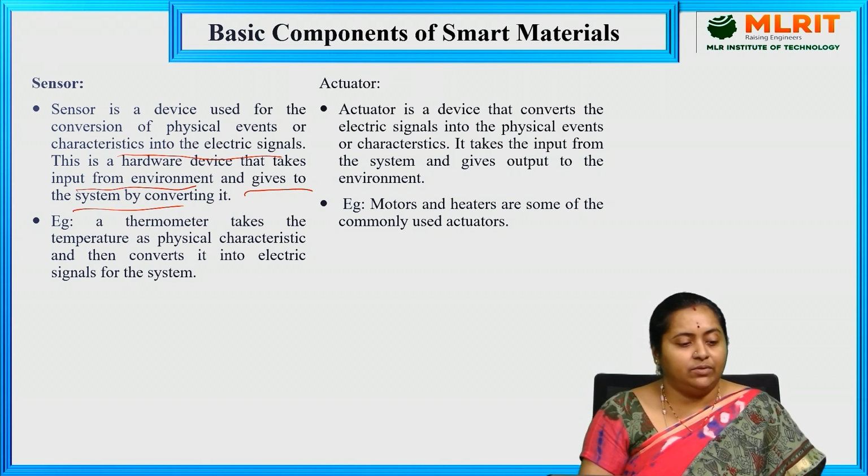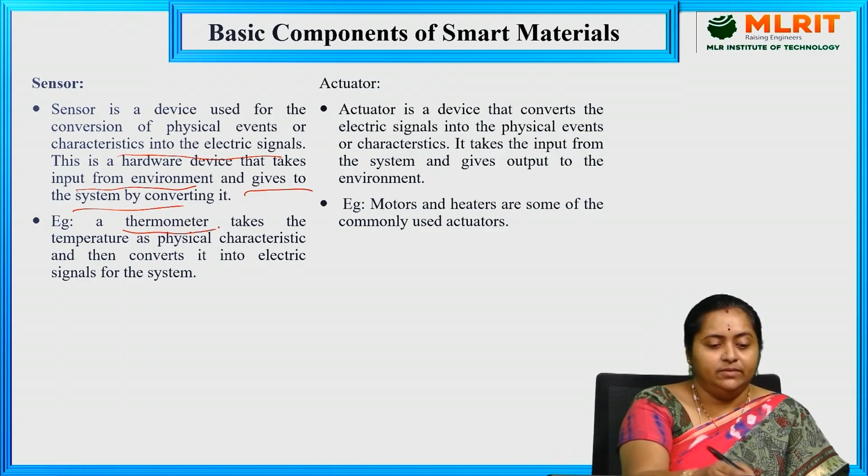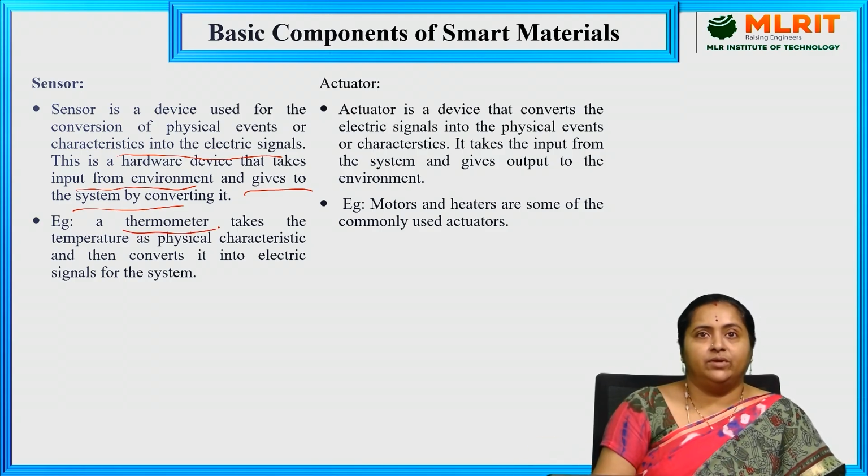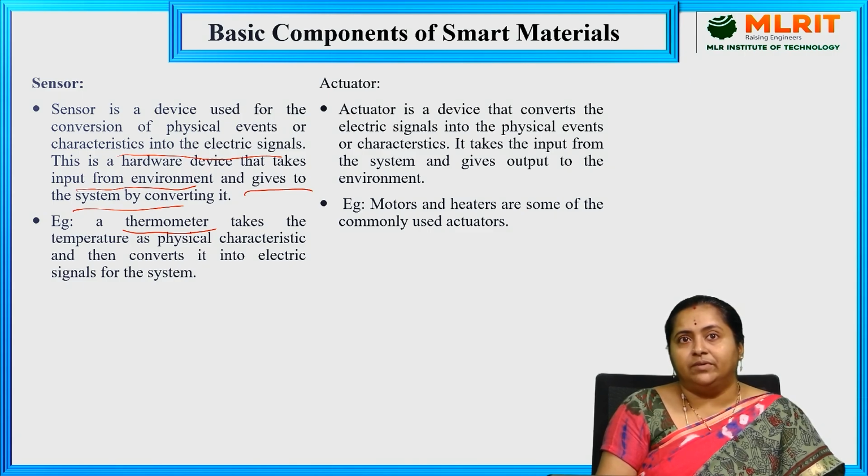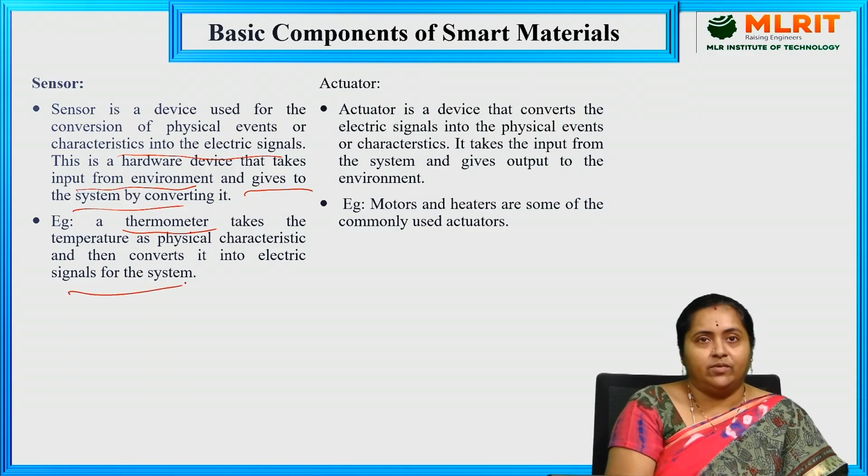And coming to another example, a thermometer. A thermometer is meant for noting down the temperature, right? So it is also an example. A thermometer takes the temperature as a physical property or characteristic from the surroundings, and it is able to convert that into an electrical signal for the system. So from the surroundings it is able to take, and it is able to release that in the form of a signal to the system.